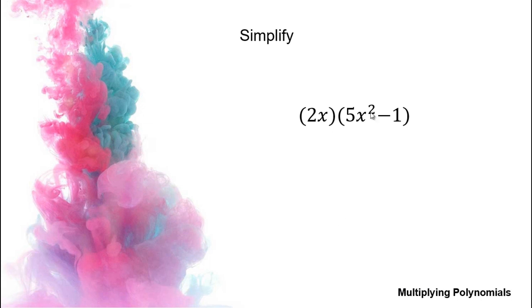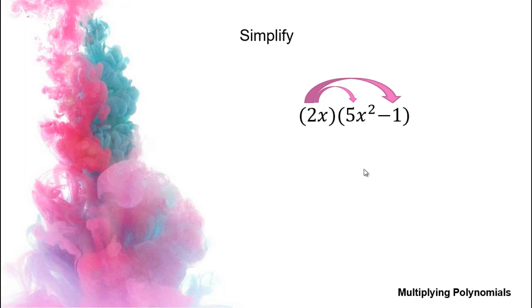If you are going to simplify 2x times 5x squared minus 1, this is a monomial, meaning one term, times a two-term polynomial. What you are going to do is distribute your monomial, multiply it to each term inside the parentheses. Take note. So again, 2x, you multiply to 5x squared, and then you multiply it to negative 1. So, what happens is this one.